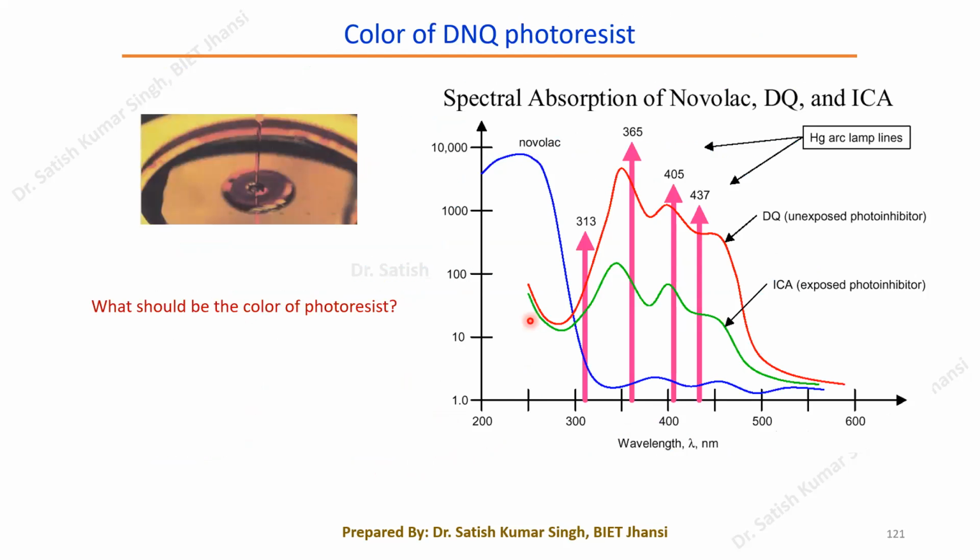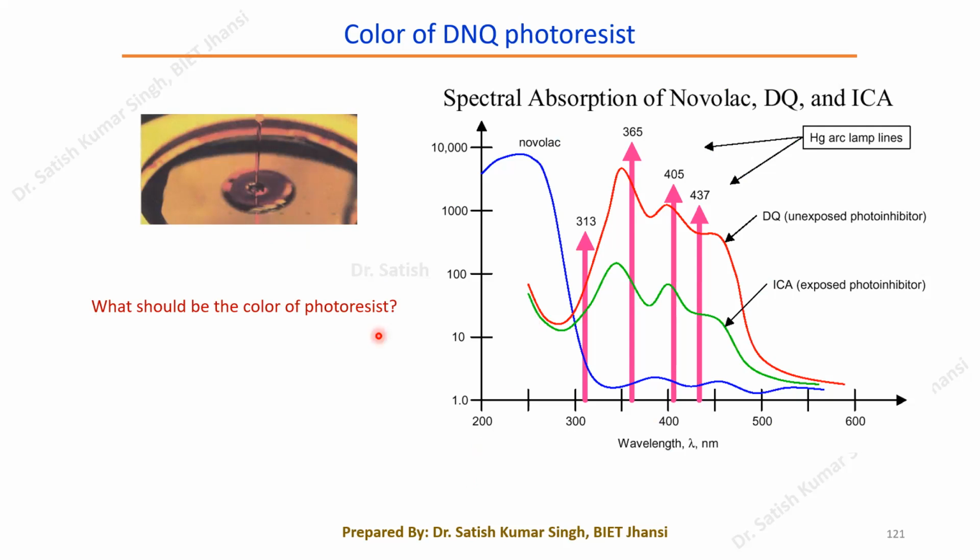Now, one more thing that we have to understand is the spectral characteristics of our photoresist. When we are coating the wafer with the photoresist, as you know, the resist is in liquid form initially because of the presence of the solvent, and then it is coated onto the wafer by using the spin coating technique.